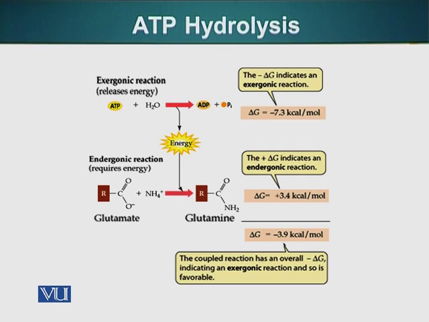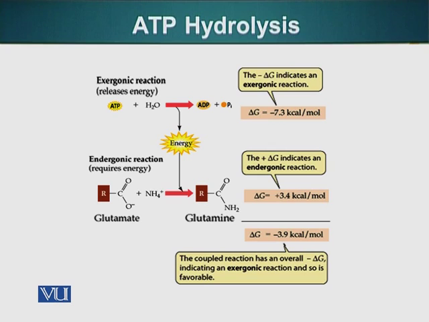Another process, in which glutamate is going to glutamine, requires energy. It requires 3.4 kilocalories per mole. So where are we going to get this energy from? These two reactions are coupled. ATP is hydrolyzed, the energy released from ATP hydrolysis, minus 7.3 kilocalories per mole, is used, part of this energy is used to make a molecule of glutamine.